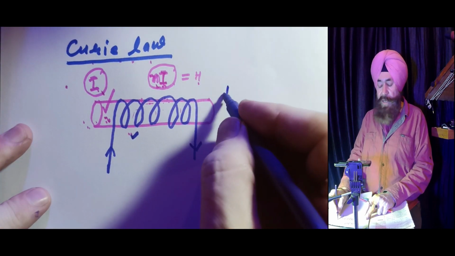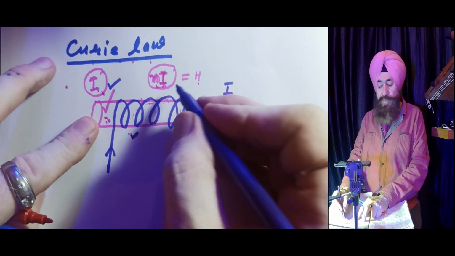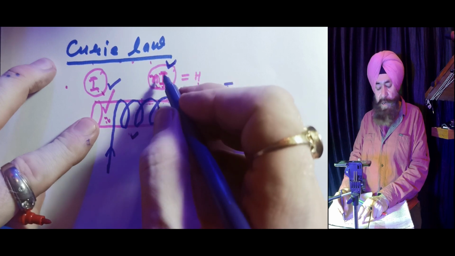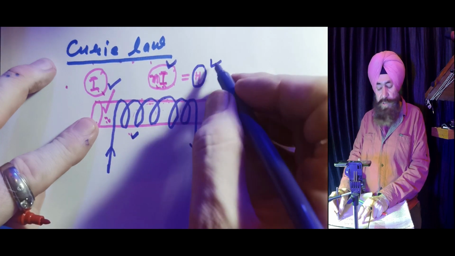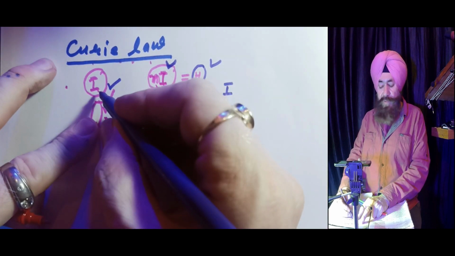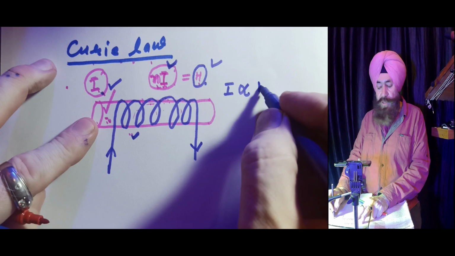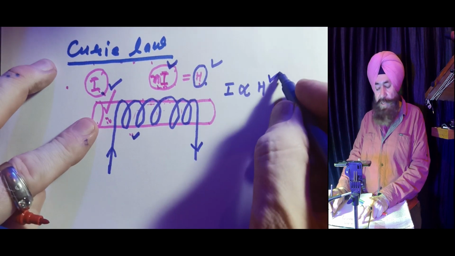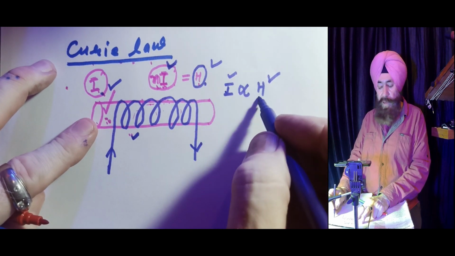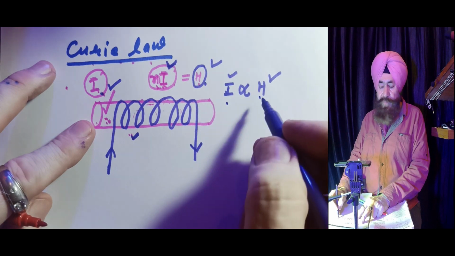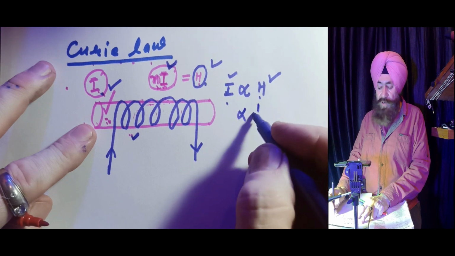The intensity of magnetization will be more if there is more current passing, or there is more H. If the value of H is large, I will be large. So I is directly proportional to H. If H is small, I will be small. If H is greater, I will be greater.